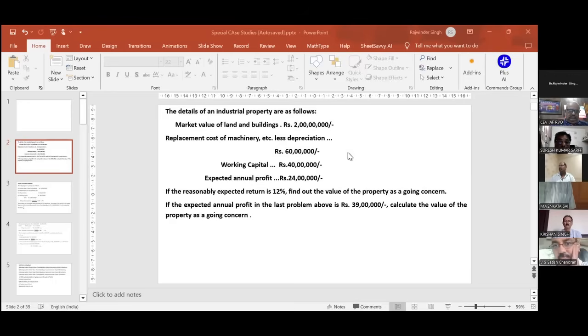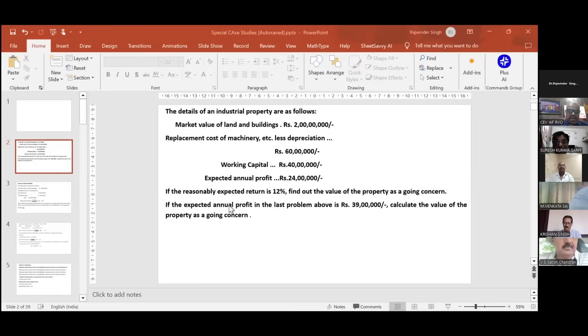So if the reasonably expected rate of return, in our question it is given as 12%, find out the value of the property as a going concern. And if the expected annual profit in the problem above is 39 lakh, calculate the value of the property as a going concern.